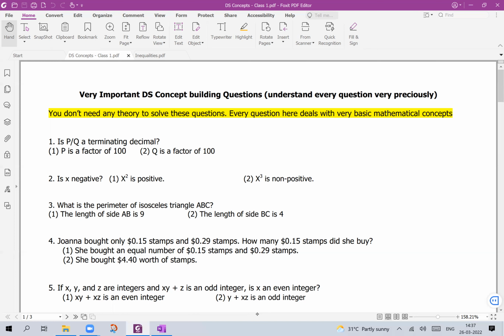So a terminating decimal is something that stops. 1/2 is terminating, 0.5. Non-terminating is which does not stop. 1/3, 0.3333, it keeps going on. I think C will be the answer.